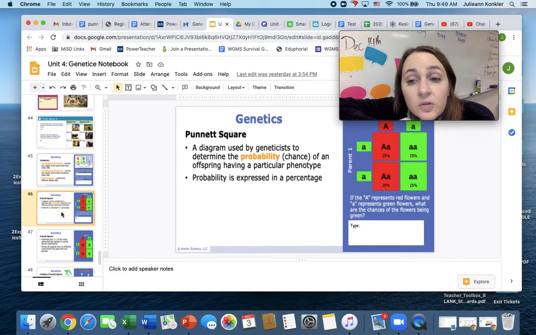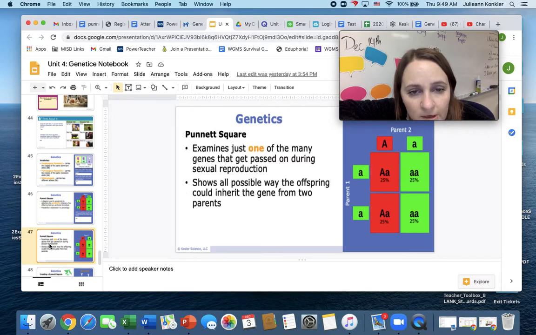46, now we're getting into our Punnett squares. So really this is the probability of the offspring, what they're going to look like, their genotype versus phenotype. So you have parent 1 and parent 2. And here's the combination of what their offspring could look like. And it just explains it all. So answer the question down here.